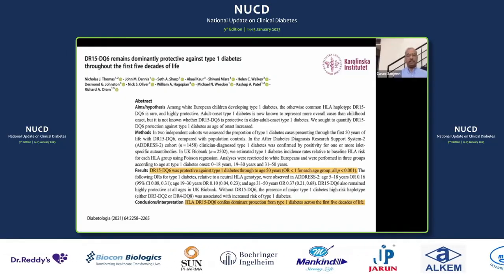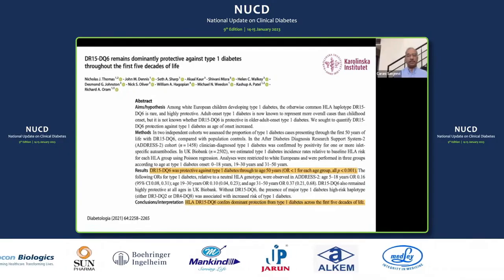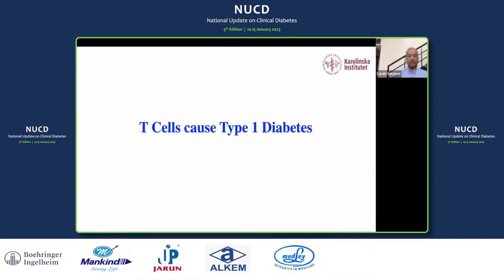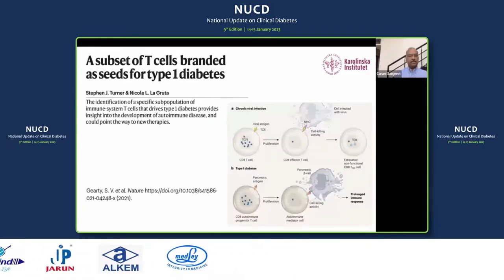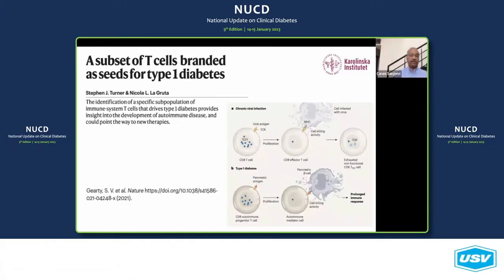So this is a considerably important finding, and this finding is possible only because the sample size is really large and you are screening patients right from birth. It is the T cells that cause the disease, and you can see in the recent paper published in Nature, a subset of T cells branded as the seeds for type 1 diabetes.